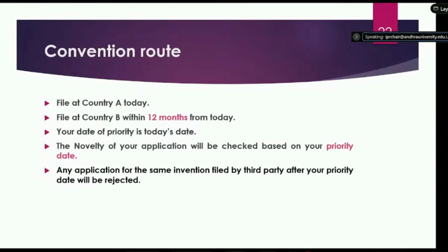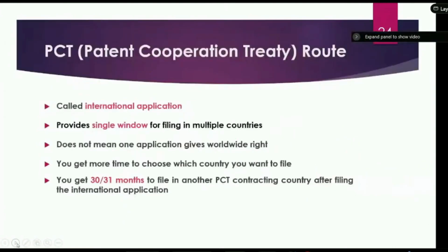So I filed one patent application today, and I have time till 7th November 2023 to file the patent application in the US. However, if somebody has filed the same thing on 7th October 2023, that guy's application will be rejected because my application is drawing the priority date from today's date. So the convention route gives you the priority date. This is the Paris Convention, I have told you.